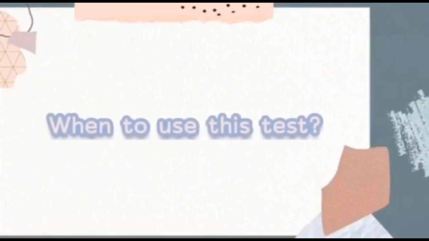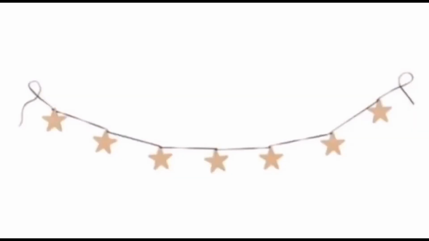When to use this test? If the median of the data may accurately represent the center of the distribution and the sample size is large, we can use this test.